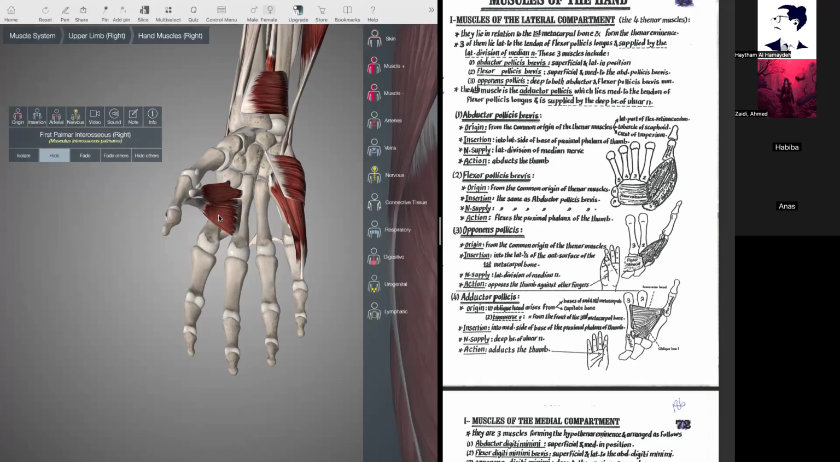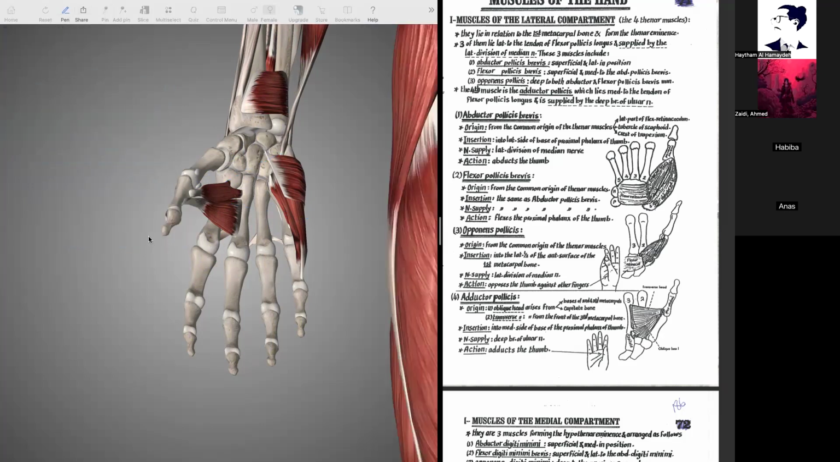So adductor pollicis adds the thumb towards the hand. Adductor pollicis adducts the thumb. End of discussion. That's the action. Okay. Now, origin.